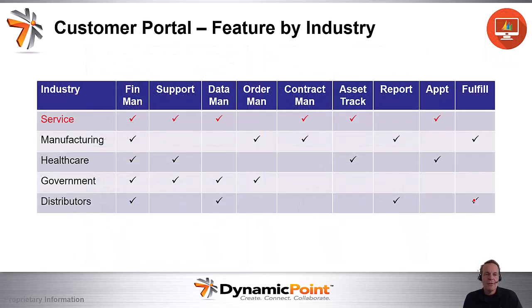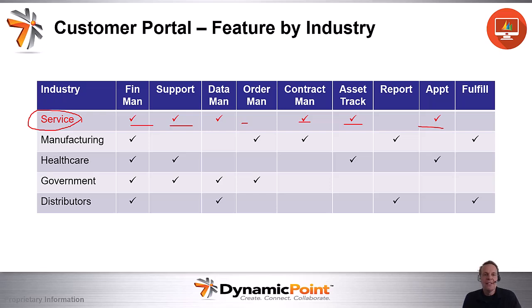So this is a review of our previous analysis looking at which industries seem to use which functions the most based off of our Office 365 SharePoint portal install base. So today we're looking at service organizations. So you can see all these boxes checked: financial management, support, data management, contract management, asset tracking, and appointment management. And in reality, you could actually use all features based on the industry. These just seem to be the most popular.